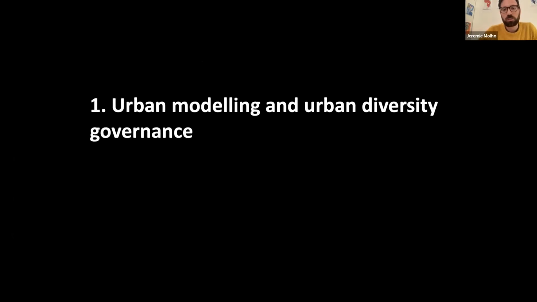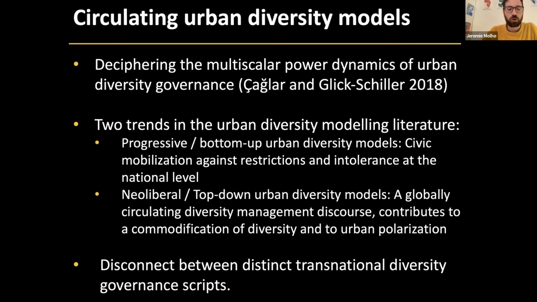So first, about urban modeling. The literature on urban diversity modeling tends to correspond to two main perspectives. On the one hand, progressive urban diversity modeling studies look at how local actors collaborate to address the challenges that minorities and migrants face in cities, often in the face of restrictive national policies. And on the other hand, the critical study of neoliberal urban diversity modeling traces the genealogies of dominant policy rationales, which influence local diversity policies and promote a selective and elitist understanding of diversity. This disconnect between different kinds of diversity governance scripts can be thought to contribute to a compartmentalization of diversity governance on a local level.